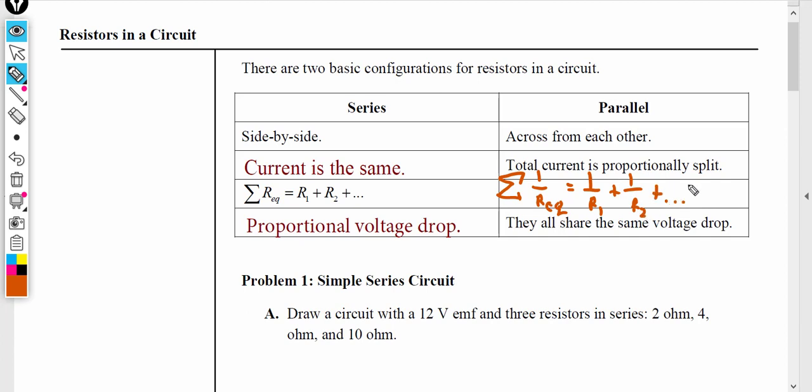So what we do is we add up all the reciprocals, get an answer, and then we reciprocate that answer. We will show you what that means in a bit.